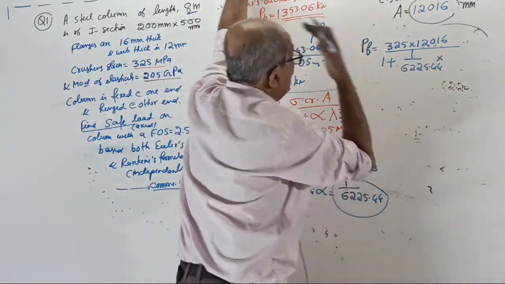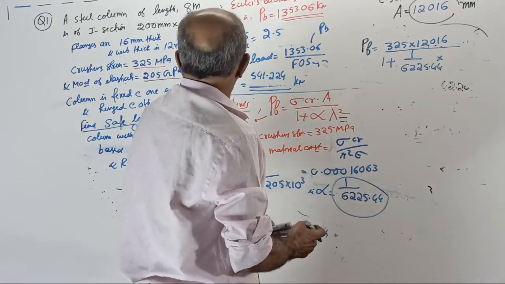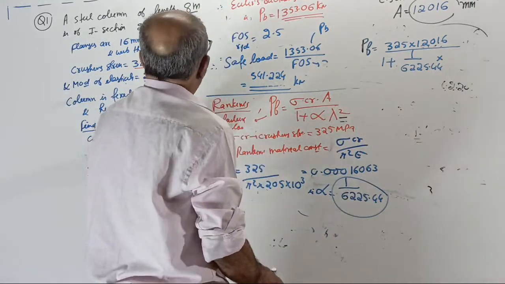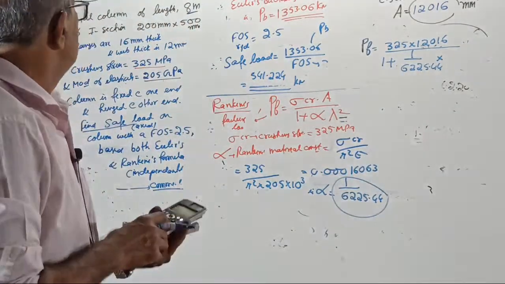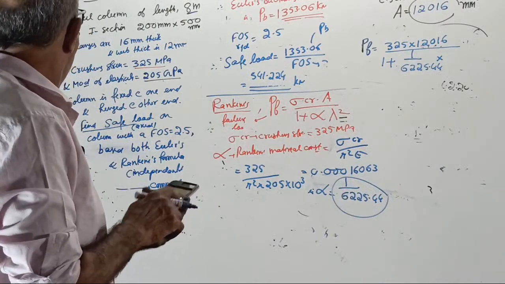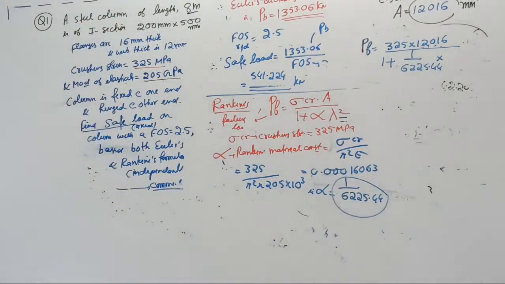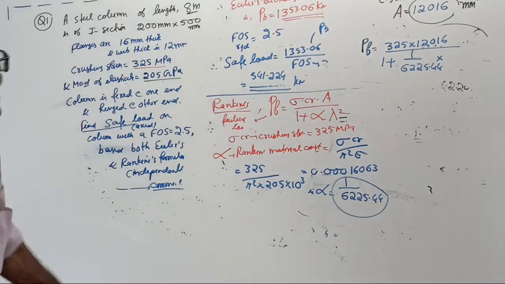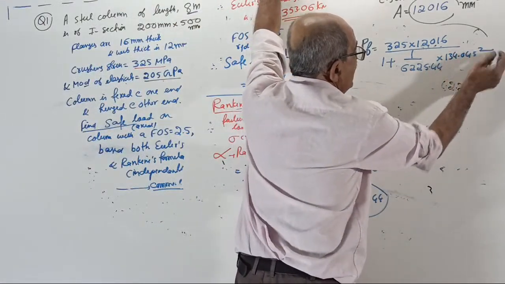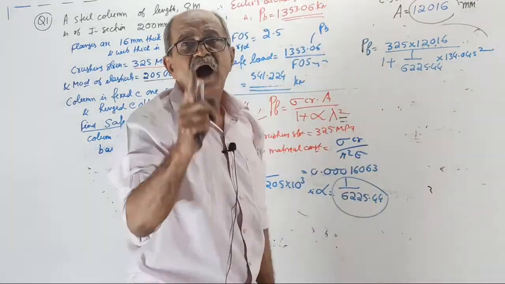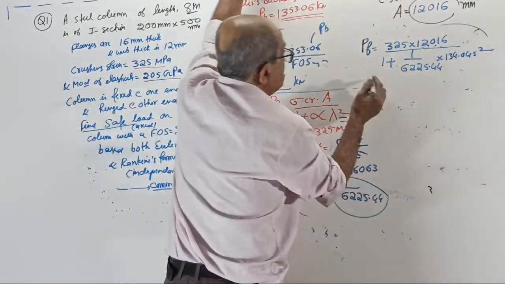Oh, I removed the lambda only. I rubbed out lambda. Tell me what lambda I wrote earlier. Lambda, I rubbed it. Tell me what is lambda? Lambda is 134.045. Okay. Divided by, into 134.045 square. Or if you want to understand correctly, you do it some other way.